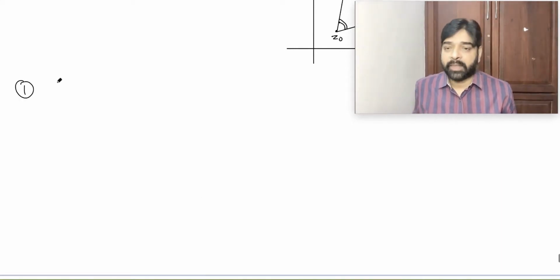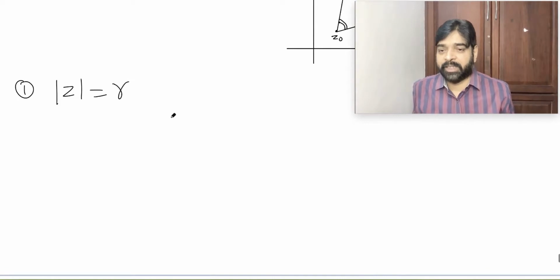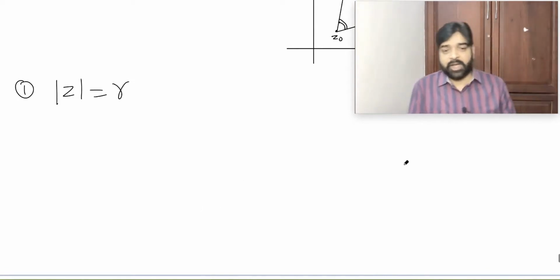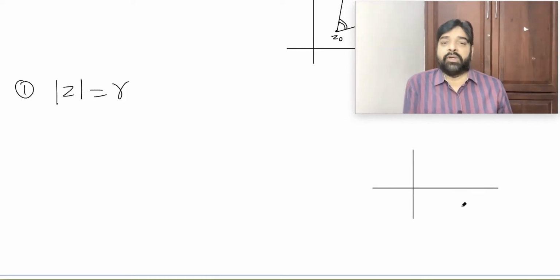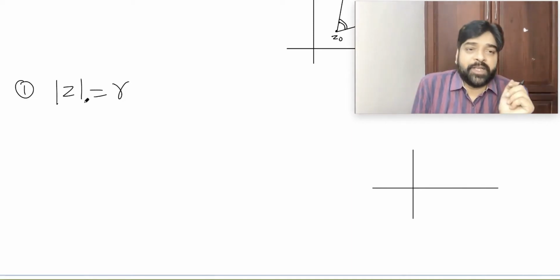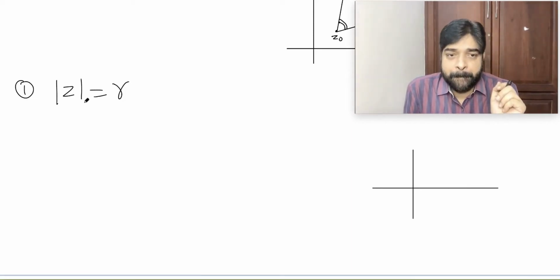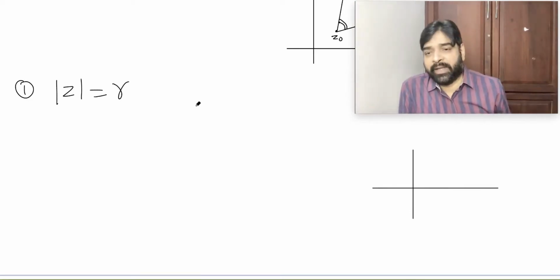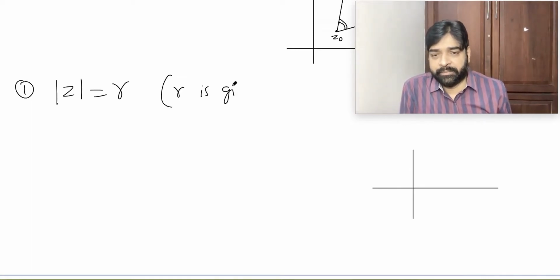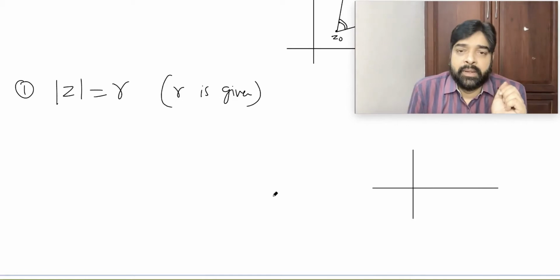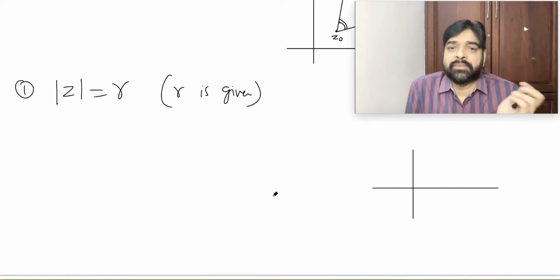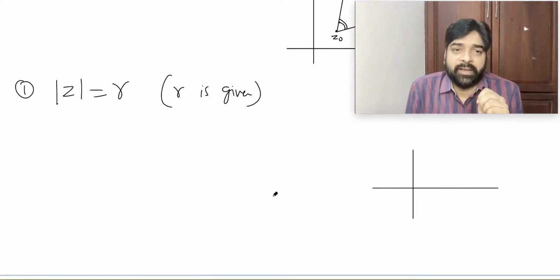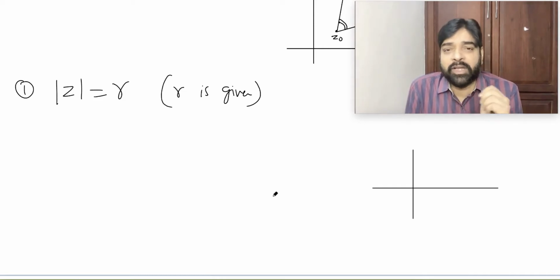First locus. If anybody asks what this is representing: mod z equal to r. Please stop writing one or two questions, I will do that. It's not a question, this is a point you have to keep in mind. Mod z equal to r. Tell me, is z fixed or variable? R means 5, 10, some value. R is known, R is given. Is it a fixed complex number or a variable complex number? It's a variable, but only the modulus is given. The argument is not there. If the argument is not there, how can you say fixed?